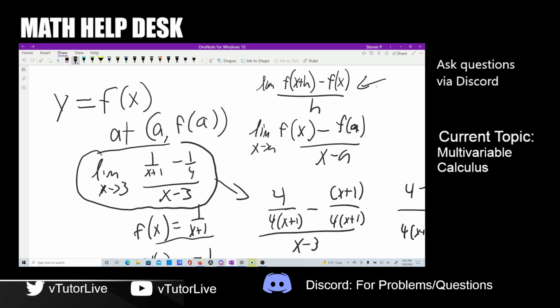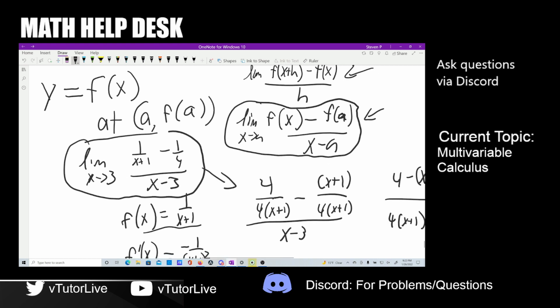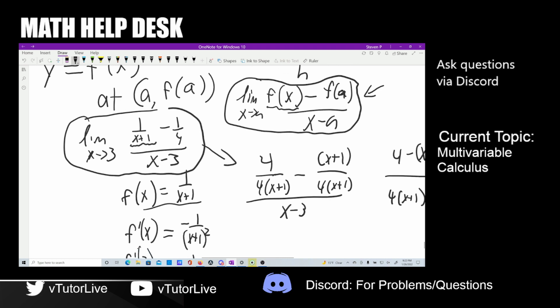There's the version with the h, and there's the version without the h. Just by inspection, it looks almost exactly like the version without the h. The idea here is that you basically match up the terms, so you can see that 3 is a. And if this is f of x, it lines up with 1 over x plus 1, which is how we gleaned that the original function is 1 over x plus 1.